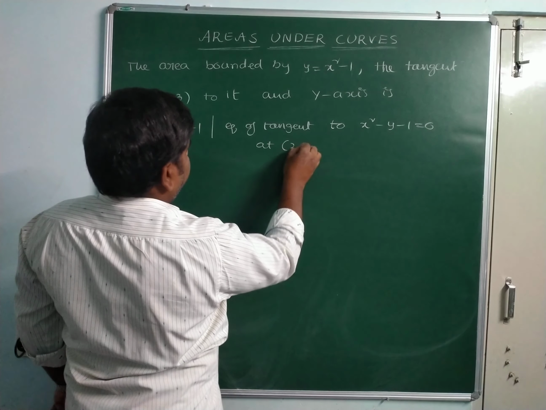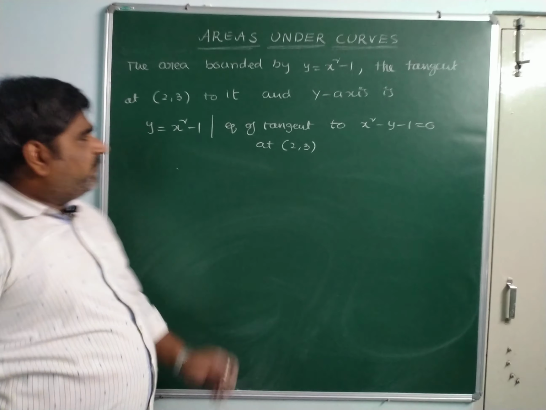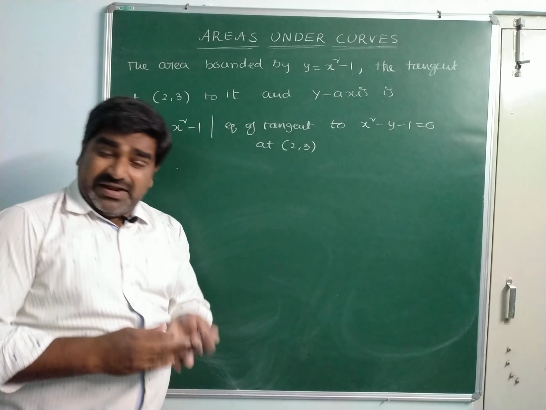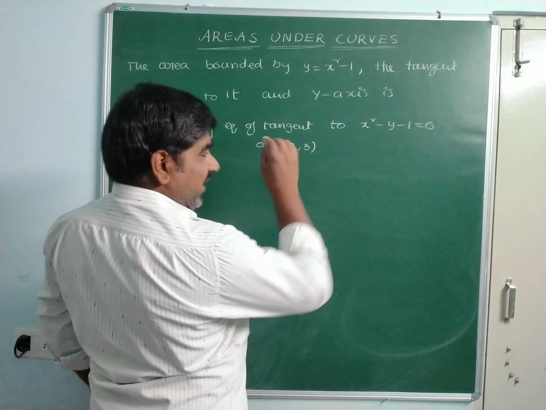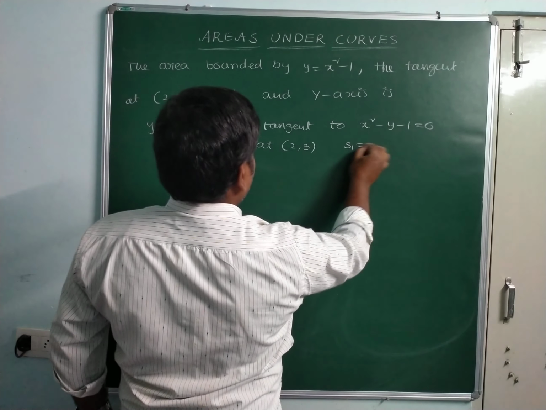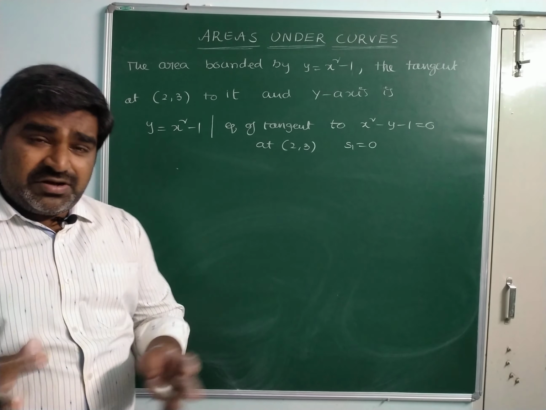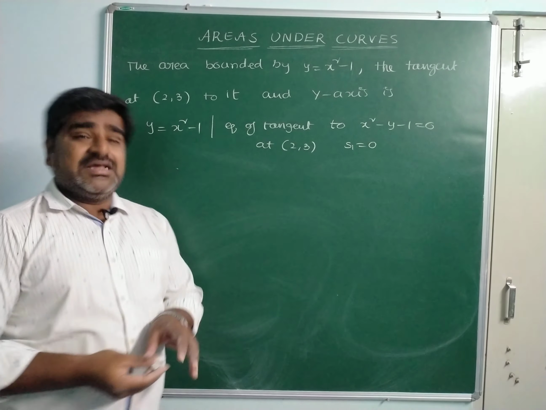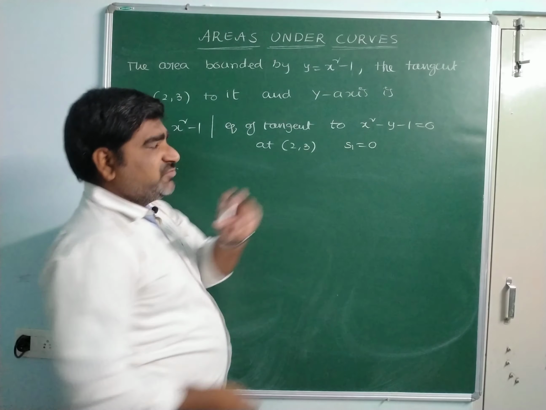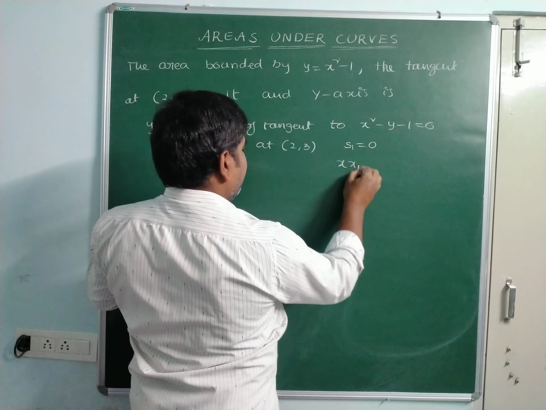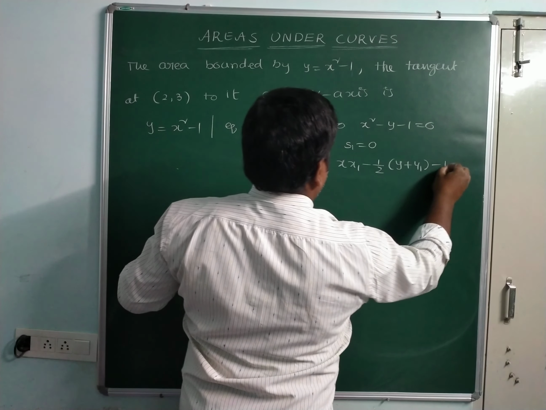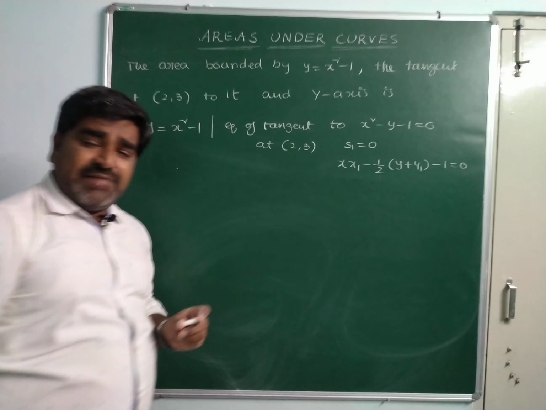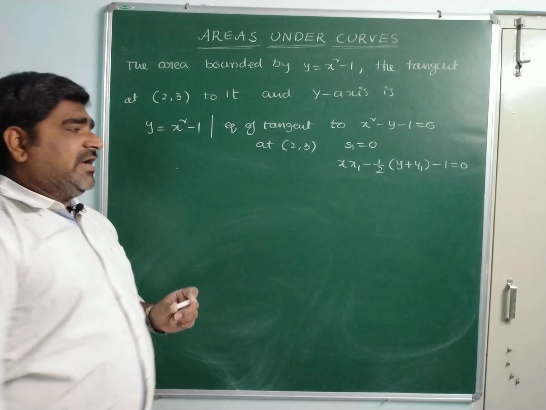At 2 comma 3. For any curve, of course it is a parabola. For circle, for parabola, for ellipse, for hyperbola, for all the curves, the equation of tangent at the point x1 comma y1 is S1 equal to 0. So write S1 for this: xx1 minus 1 by 2 into y plus y1 minus 1 equal to 0, isn't it?